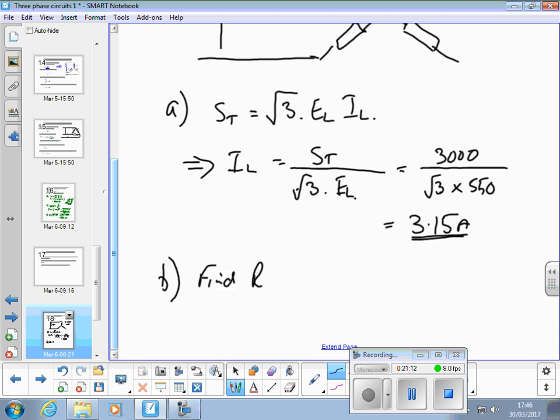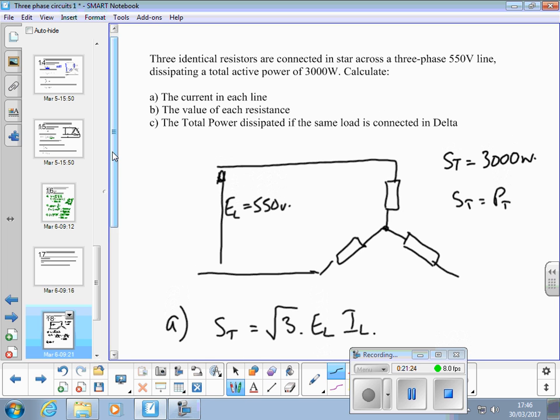R. We're going to isolate. We want to find the value of one resistor. How much resistance is that 550 volts across? We got the line voltage. We need to find the phase voltage.